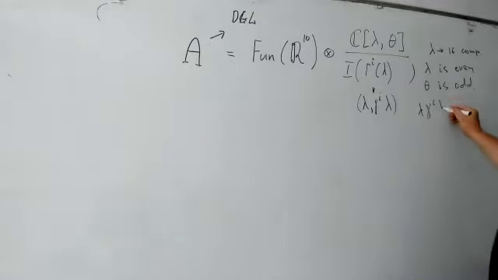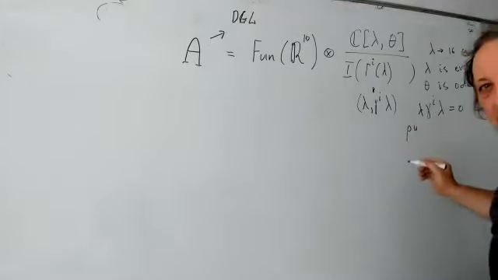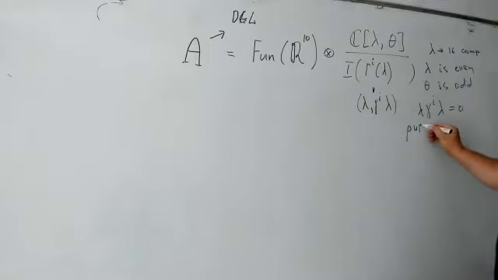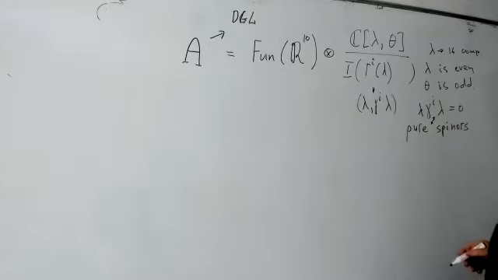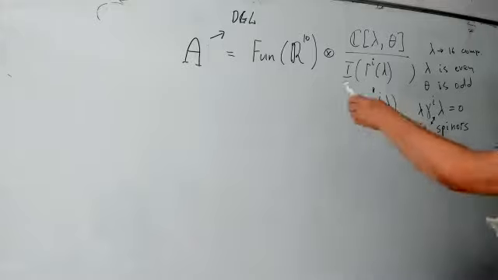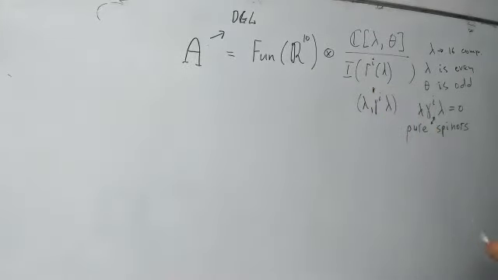Equation lambda gamma I lambda equal to 0 corresponds to so-called pure spinors. Okay? Once again, this is a commutative associative algebra, supercommutative associative.